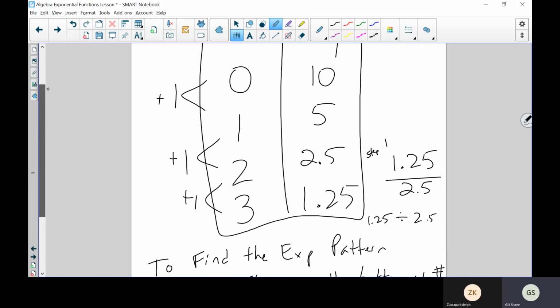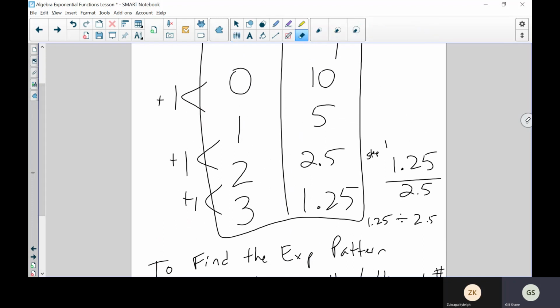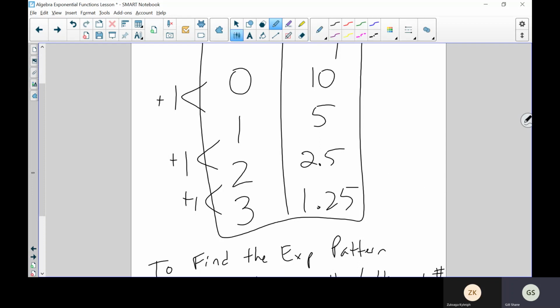So now that I've checked, and I just did the division there, 1.25 divided by 2.5, so I just got 0.5. Now I got to do that same thing everywhere on the table though. So I got to take 2.5 and divide that by the number above it, which is just 5. And I do get 0.5. Then I do the same thing here. Number here divided by the number above it.